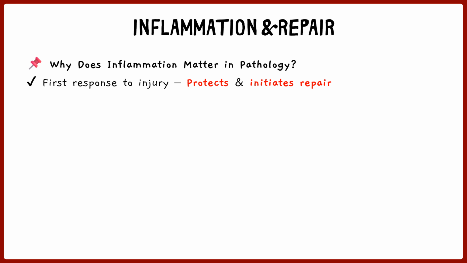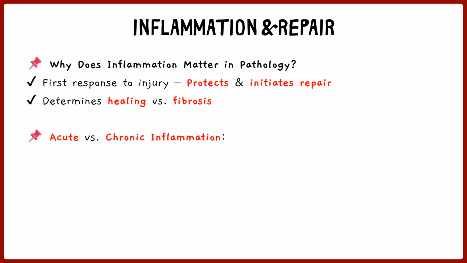Finally, inflammation and repair. Inflammation is one of the most important and fundamental processes in the body. It's the body's first response and protects and initiates repair. But inflammation can be sort of like a double-edged sword. It can either lead to healing, or if very persistent, it can lead to fibrosis. Healing versus fibrosis. Fibrosis is not good. It can result in chronic disease, so we don't want that. And that's why inflammation can be either helpful or harmful.